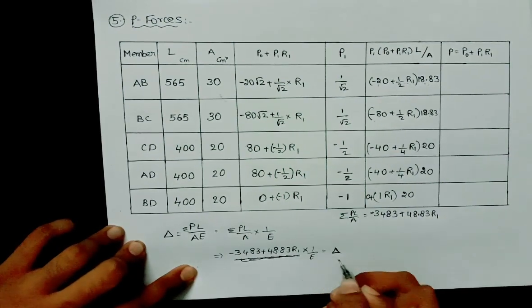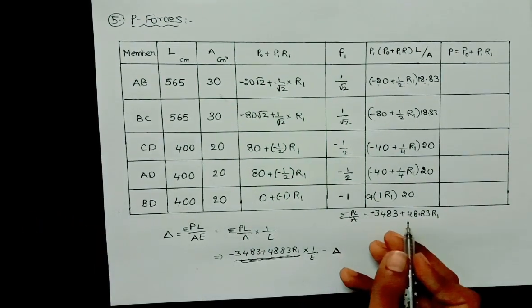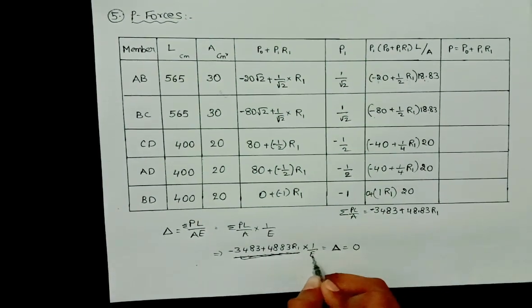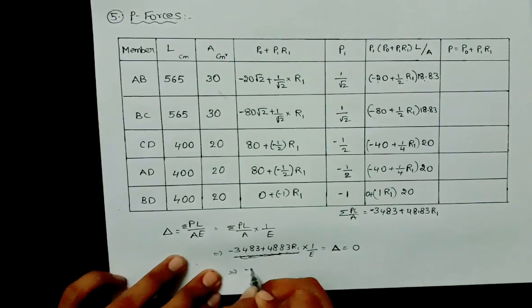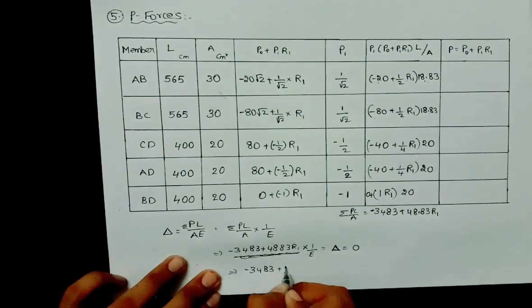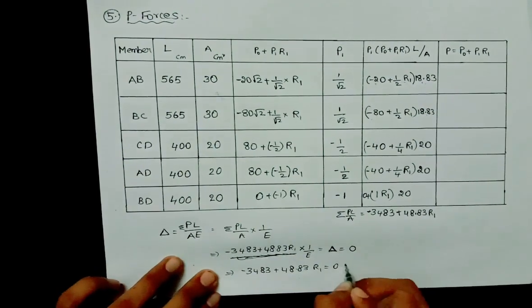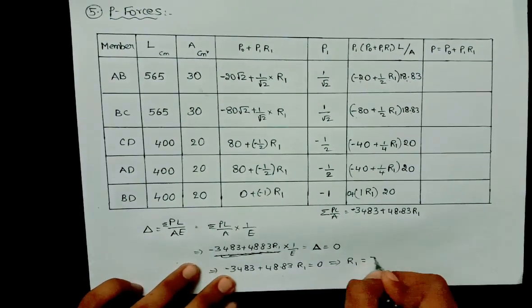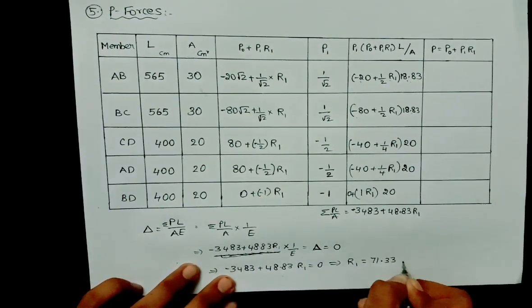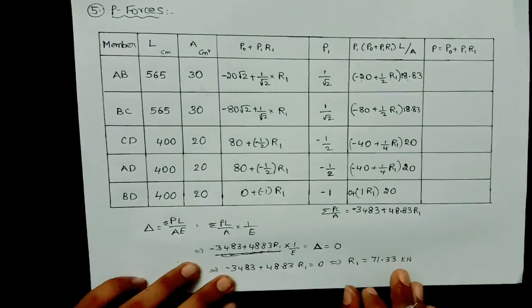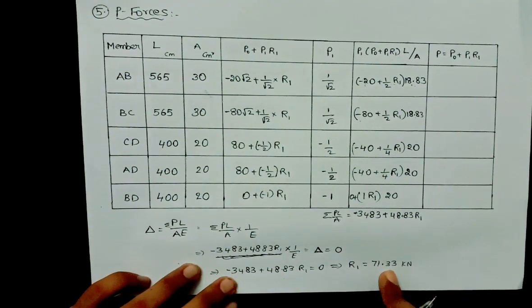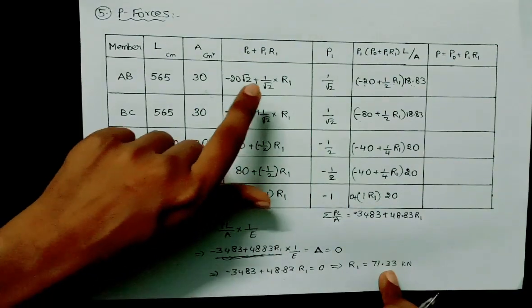So what is delta? Here there is no settlement or any deflection in the truss, so it will finally be equal to 0. So minus 3483 plus 48.83 R1 equal to 0. From this equation on solving, I got R1 equal to 71.33 kilonewton.